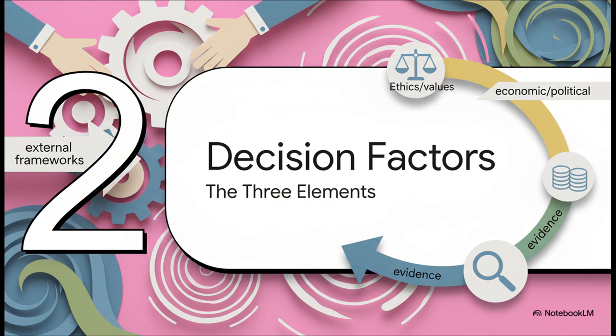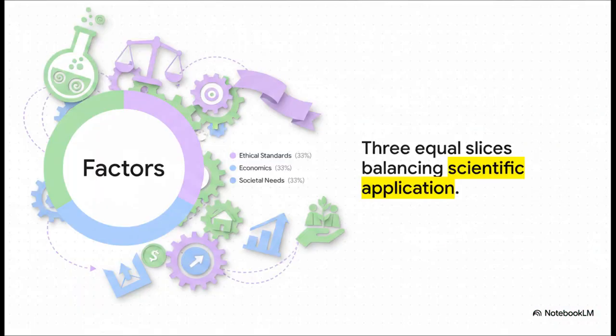Section 2. The 3 decision factors. This brilliantly illustrates the balance we're talking about. Scientific application is really a balancing act, divided into 3 equal slices, as you can see. Ethical standards, economics, and personal and societal needs. Honestly, it's like a giant puzzle.